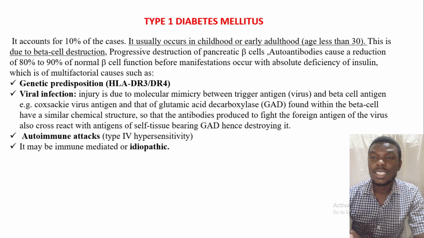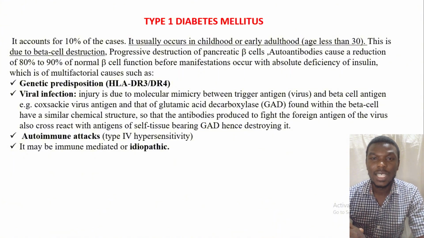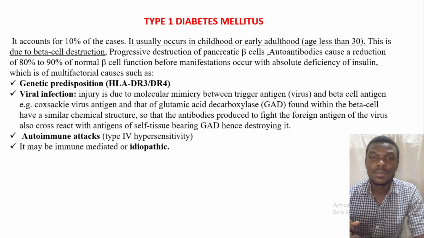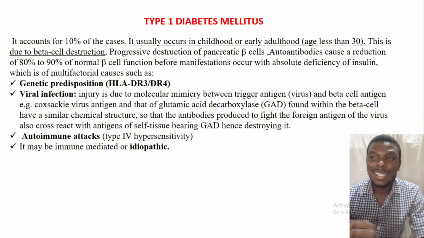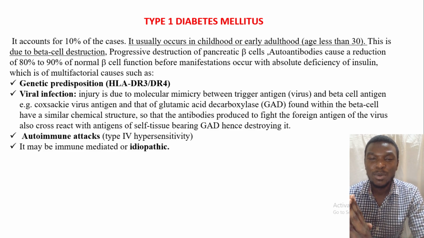So let's look at type 1 diabetes. So what is type 1 diabetes? So type 1 diabetes, it accounts for 10% of the cases. It usually occurs in childhood or early adulthood, age less than 30 years. So what's the main problem in this type 1 diabetes? This is due to beta cell destruction. So the cells that produce insulin are the ones that are affected in this type 1.